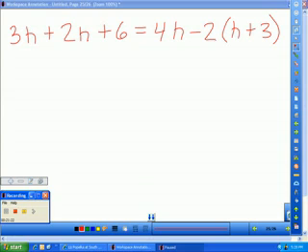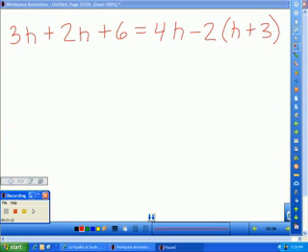Just for the fun of it, let's try one more. Hit the pause button on the video. Take a moment, see if you can figure out how to solve this one. It's a little complicated. It's got variables on both sides. It's got like terms to combine. It's got distributive property. It's got the whole kit and caboodle. So give it a try and restart the video to see whether or not you got it right.